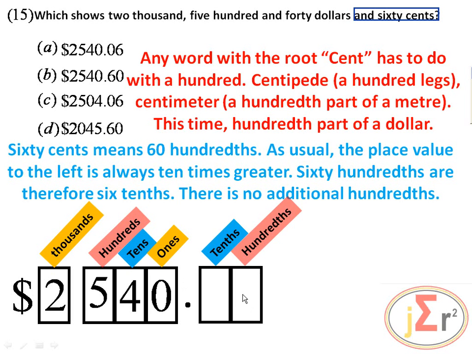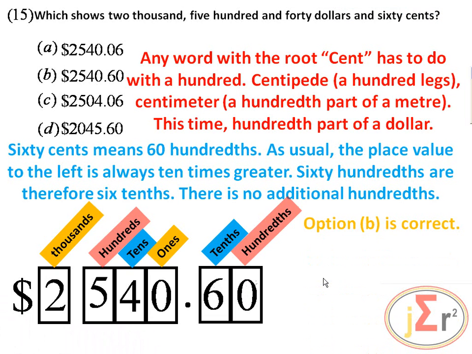When it goes to 60, it means that 60 means 6 tens, correct? Yes. And 10 hundredths are equal to one tenth. So the 60 hundredths will be 6 tenths. And we have no additional hundredth, so 0 will take its place right there. Option B is correct, as Jerry stated before.